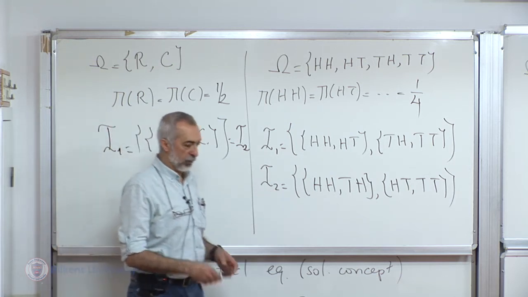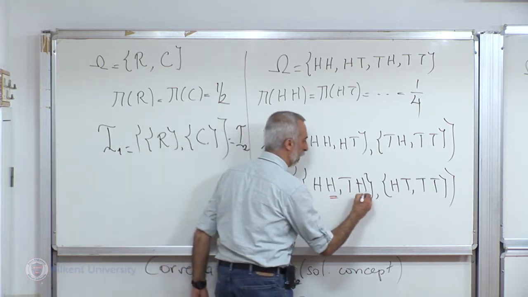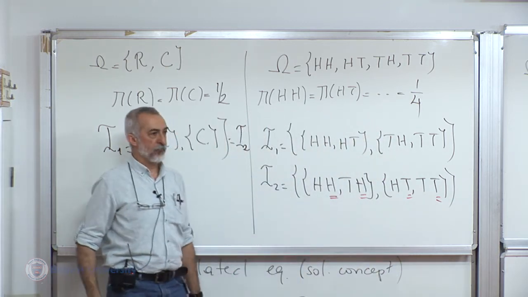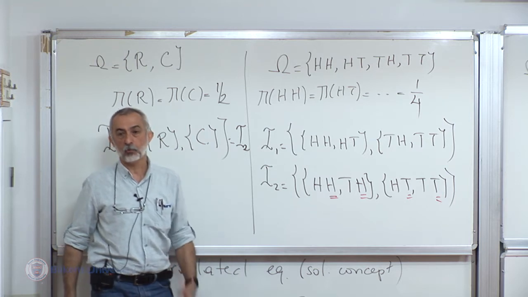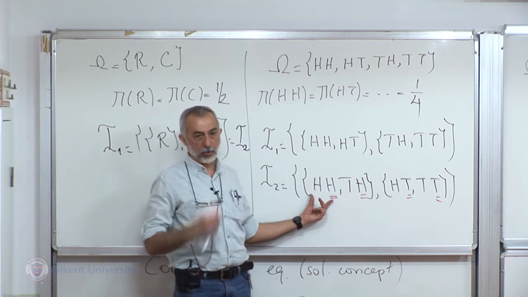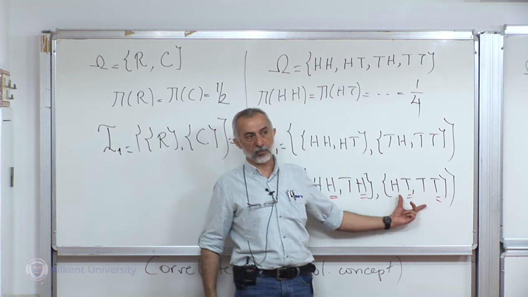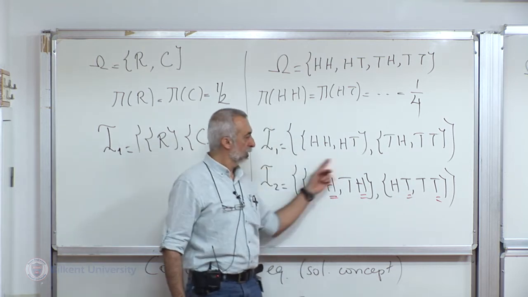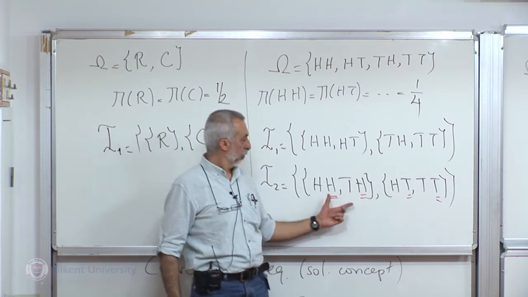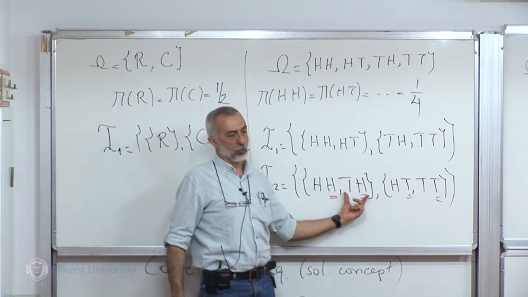So the second player is only reported about the result of the second toss. If I tell you that the second toss resulted with a head, you would know that an outcome in this set is realized, and you would know that an outcome in this set is not realized. So you would know that this event, in the language of probability, has occurred, but you would not know which outcome. You would not know whether it's head-head or tail-head.